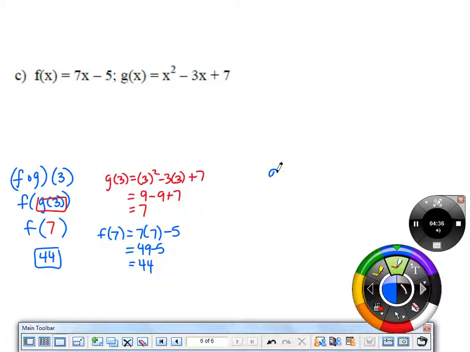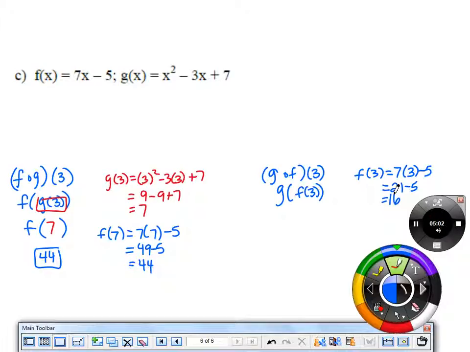And then for g of f of 3, again, it could be written this way. So the first thing I'm going to do is find f of 3. So remember, the f function is 7 times something minus 5, and in this case, that something is a 3. So 21 minus 5, which is 16.